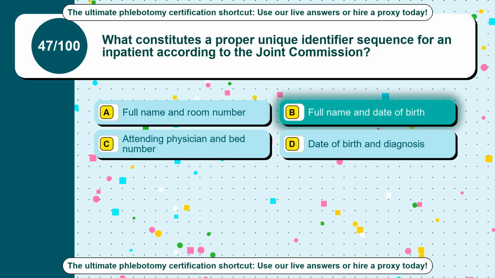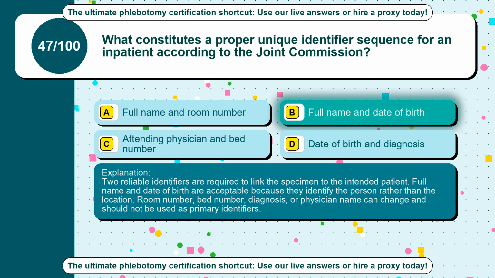Full name and date of birth. Two reliable identifiers are required to link the specimen to the intended patient. Full name and date of birth are acceptable because they identify the person rather than the location. Room number, bed number, diagnosis, or physician name can change and should not be used as primary identifiers.